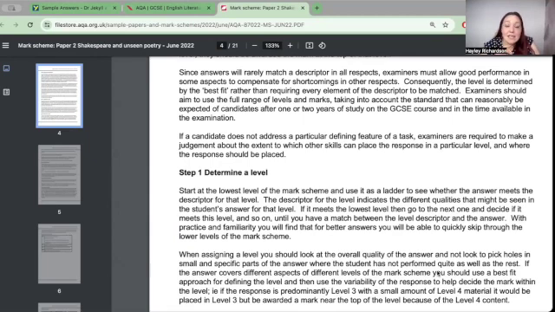Now, this is from June 2022. This has slightly changed. What I've been taught is that you do need to achieve everything in one level to some extent to get into the next level.